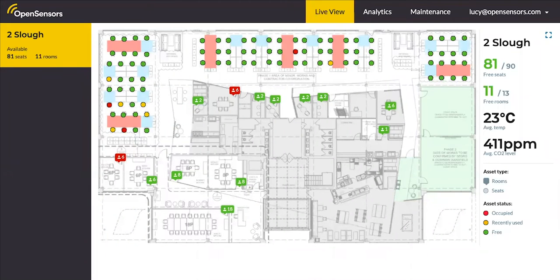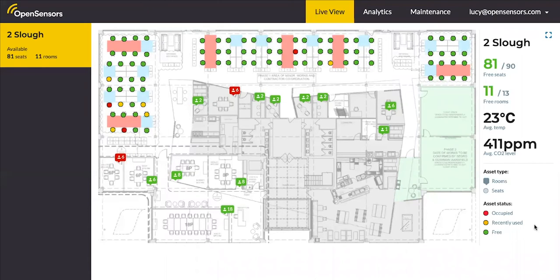Right now, you are looking at live view, and this is showing you on a floor how the data is being collected. The circles represent desks. The squares represent meeting rooms. With the circles, you can see desks that are available and desks that are occupied, the occupied being red. You will also notice there are some circles that are amber, yellow.